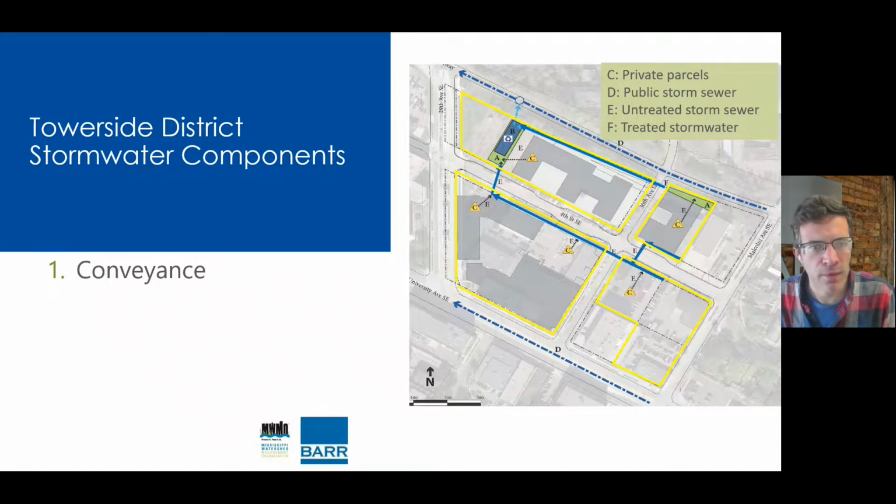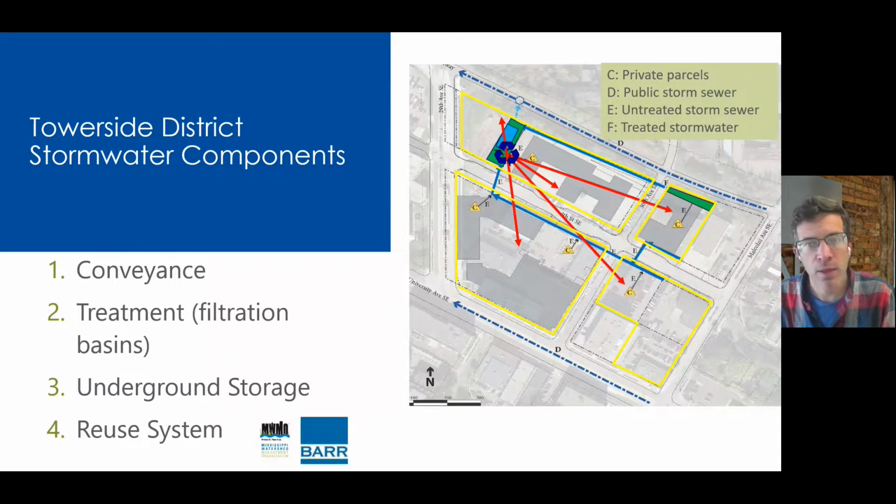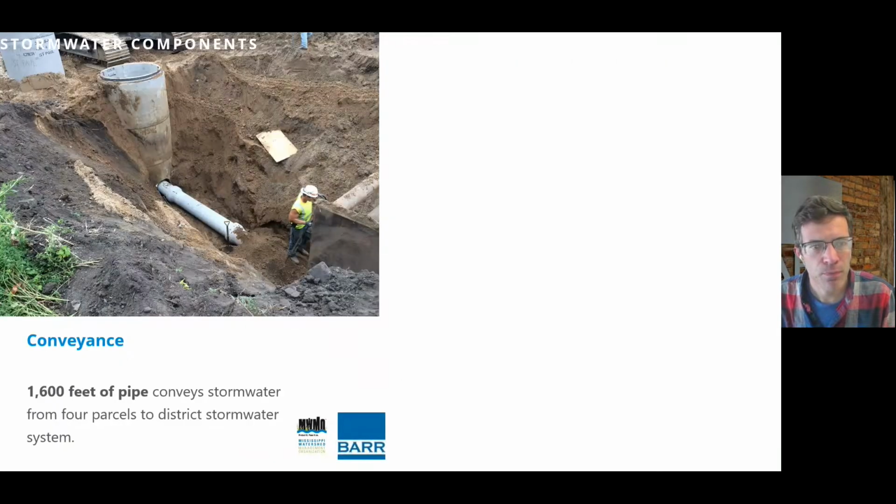We're showing the conveyance system, the pipes that were constructed. Then there are the 2 treatment basins. Underneath the large treatment basin, we constructed an underground concrete tank that could store the filtered water for future reuse. And then we installed a reuse system to send the water back to each of the developments, but cleaned so that they could use it for irrigation.